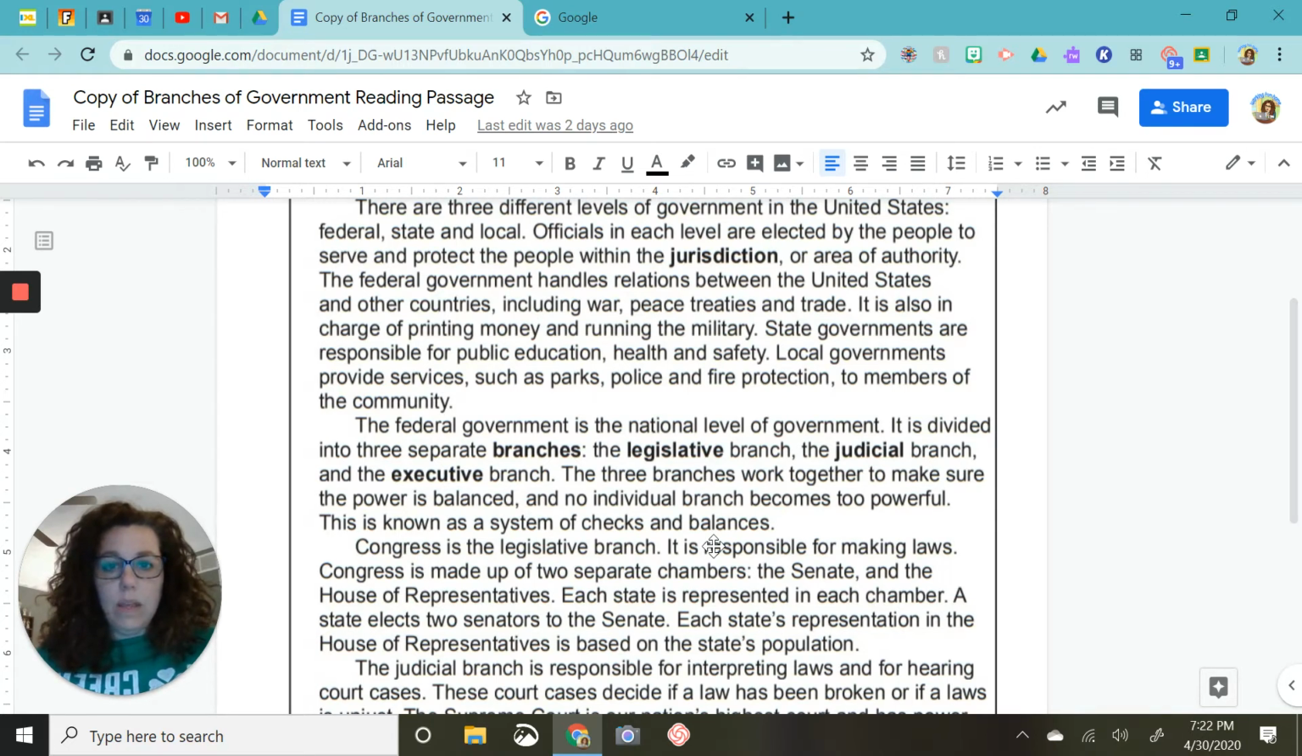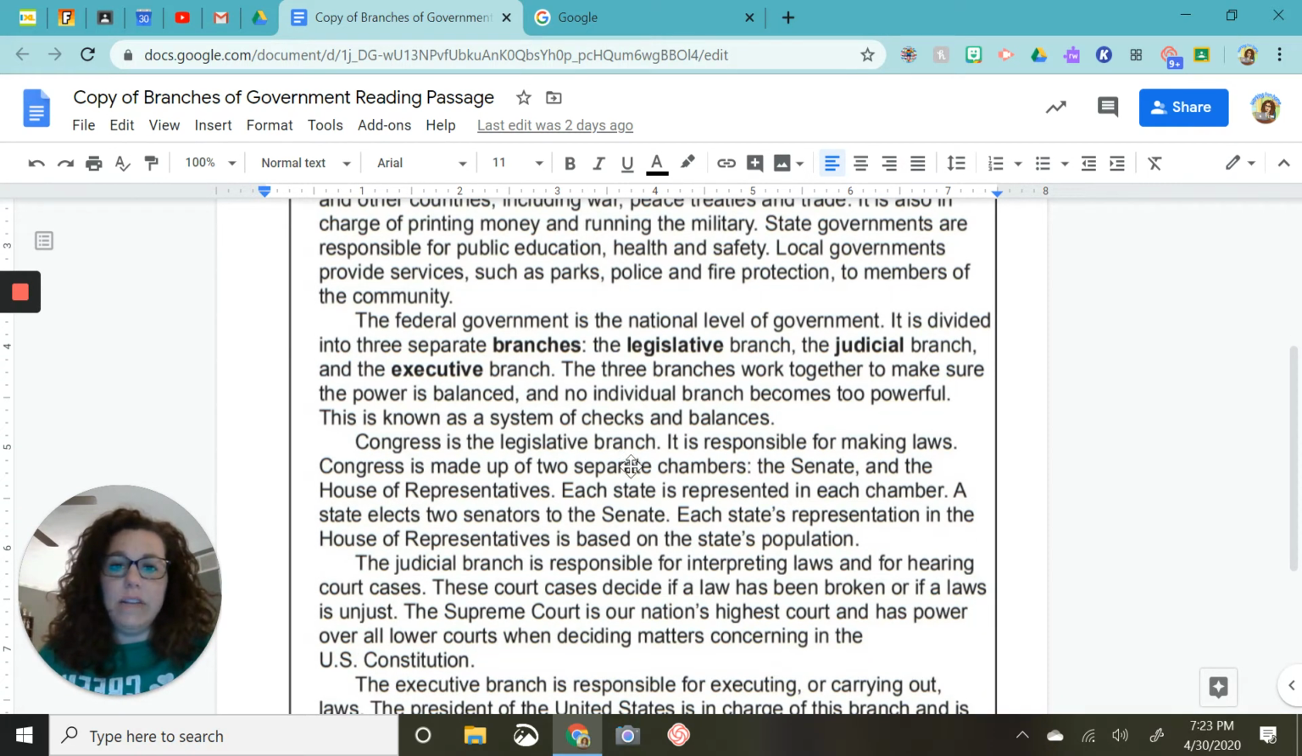So basically what that means is the legislative branch has the power to check the other branches' decisions, and so does all of them. They all have the power to check each other's decision making.